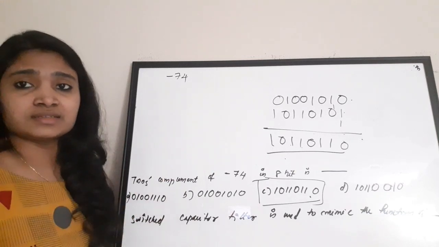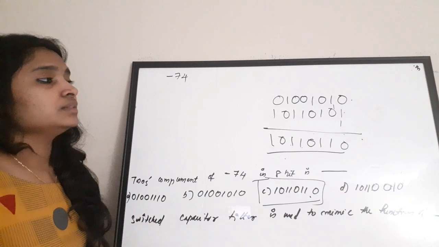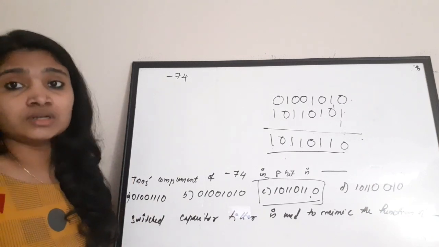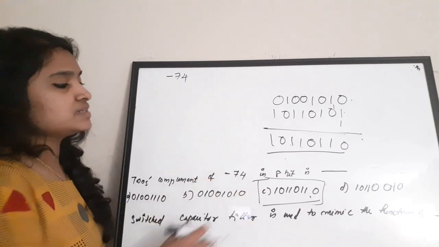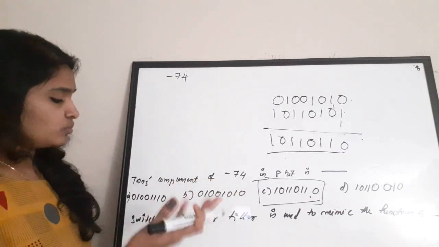Where 1 is there, make it 0. Where 0 is there, make it 1. Then add a 1 to it. Now you will get your 2's complement. Very simple, very straightforward question. The correct answer is option C. Moving on to the next question.